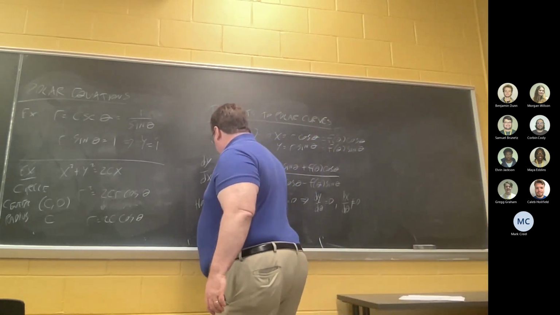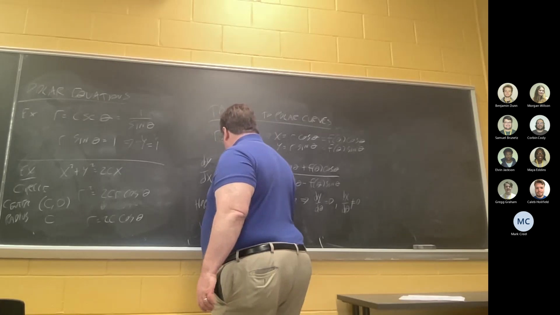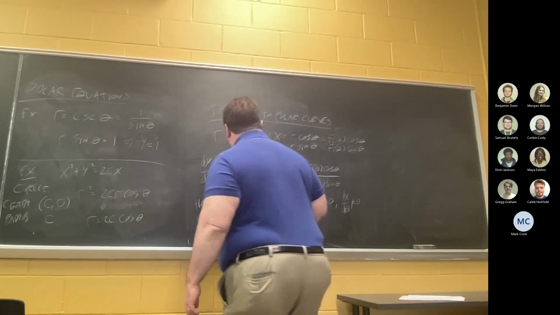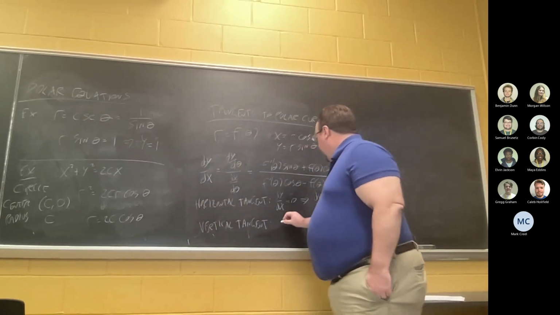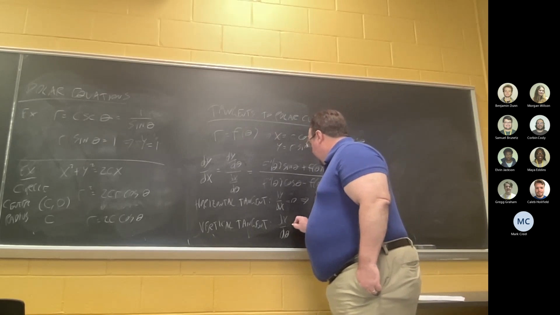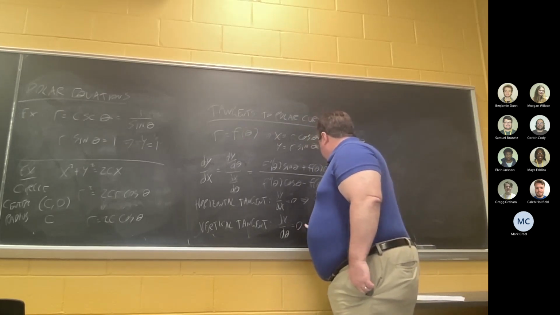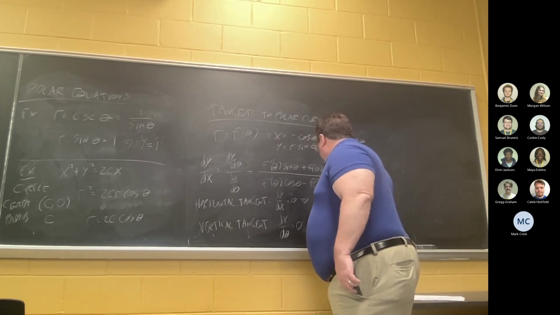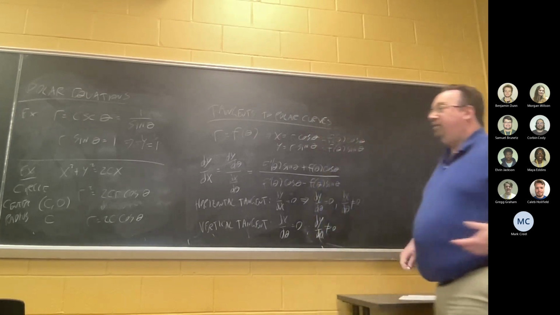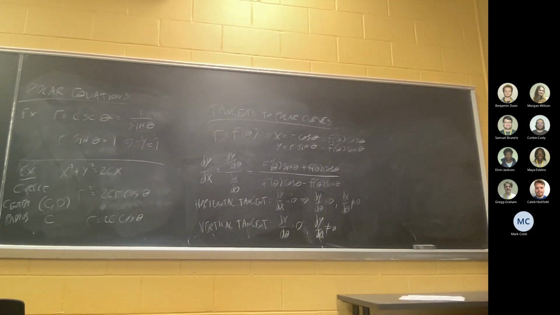Similarly, vertical tangents. You want the slope going to infinity. So that's where dx d theta is 0, but dy d theta must be non-zero. Because if you have a non-zero number over 0, that's something that's going to infinity. So it's the opposite situation of horizontal.